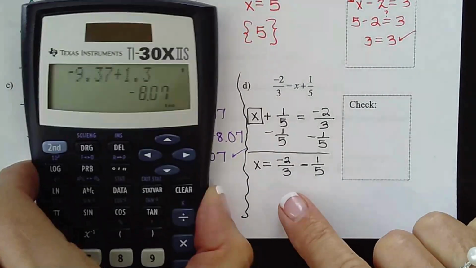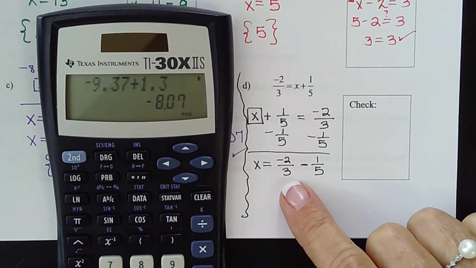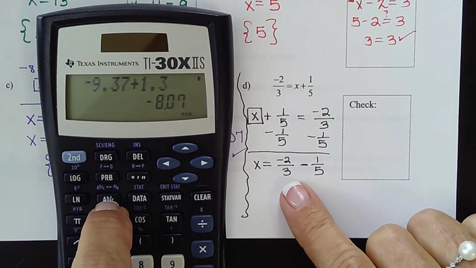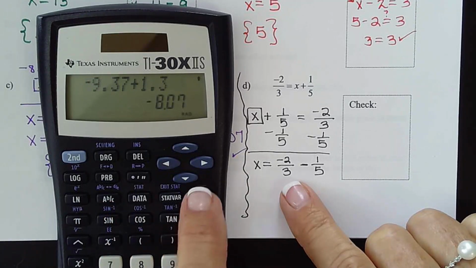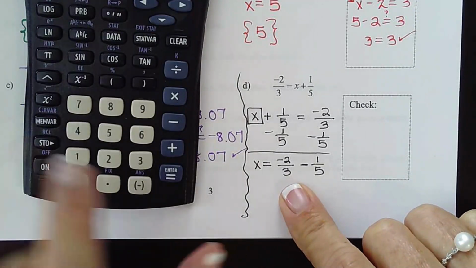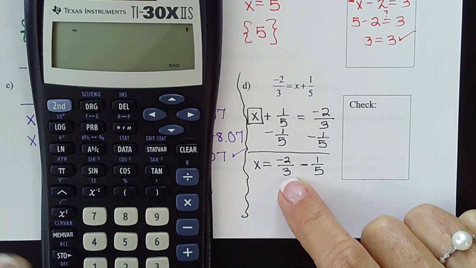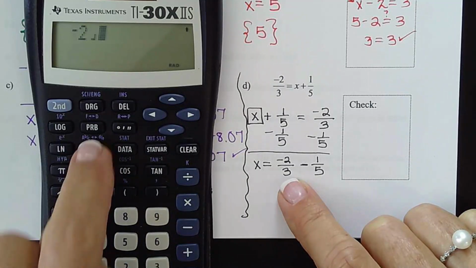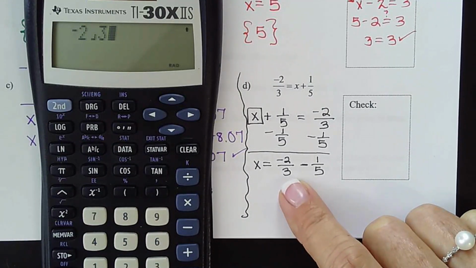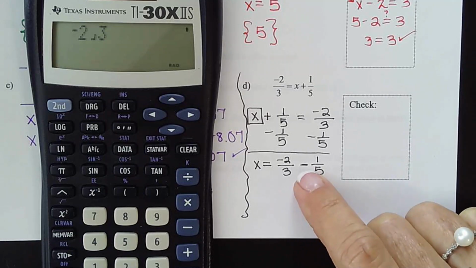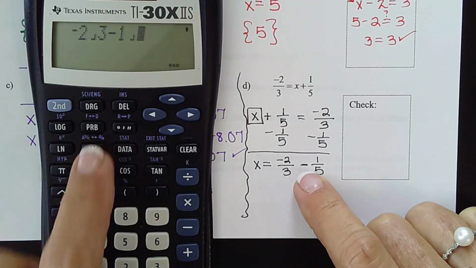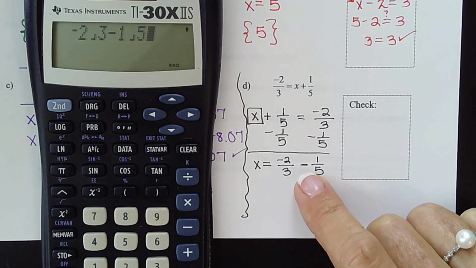And we learned in the last video how to do fractions. This is the fraction bar key. So we do negative down here, and then we do 2 fraction bar 3. So that's what negative 2/3 looks like. This is subtraction, and then we do 1 fraction bar 5. See why I like this calculator?